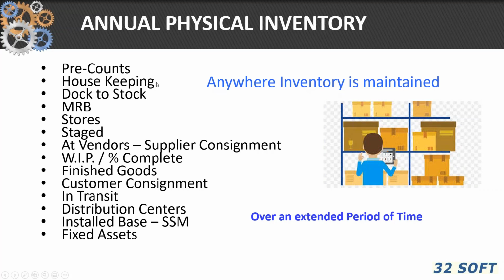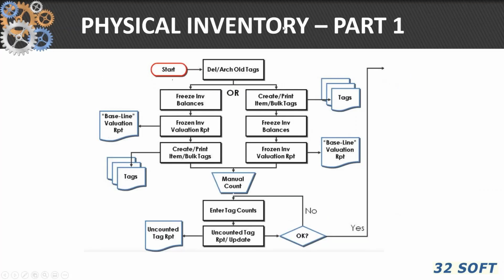You do pre-counts. You've got to do good housekeeping. Parts that are on the dock, in MRB, stores, stage, at the vendors, supplier consignment, customer consignment, finished goods, in transit if you've got distribution centers. I've even seen install base included in physical inventories and fixed assets. So it could be a very involved process over an extended period of time. You don't just do physical inventory in a week. It usually takes at least a month or two to plan and organize for the physical inventory.